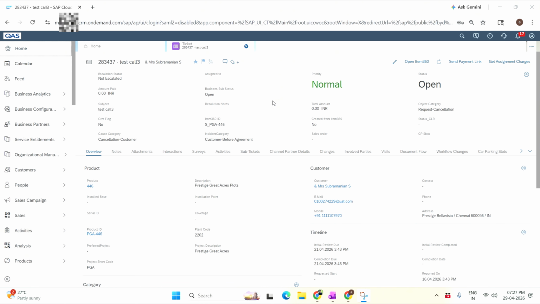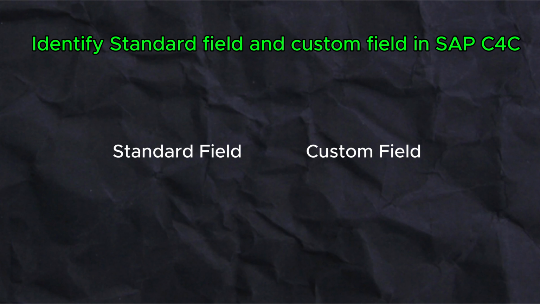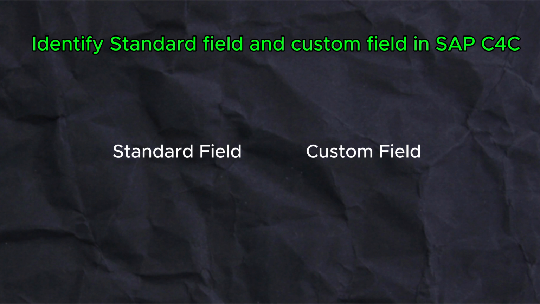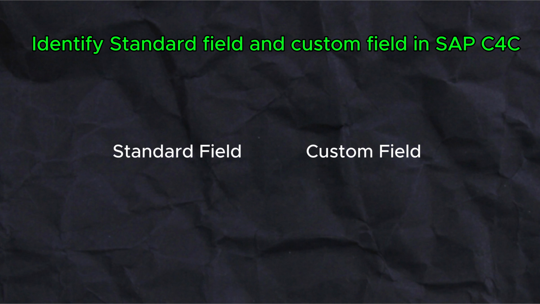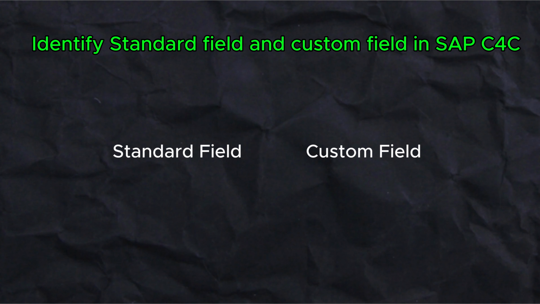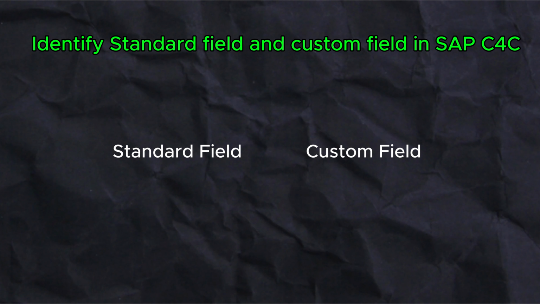Today we will see a very important topic in C4C. Many of our consultants have a doubt. You can see this particular screen, the service ticket screen, and here I can see the assigned to field, priority field, sales order field, incident category. Different fields are there. But the question is how we will know whether a particular field is a standard field or a custom field. We will sort out this topic in this video.